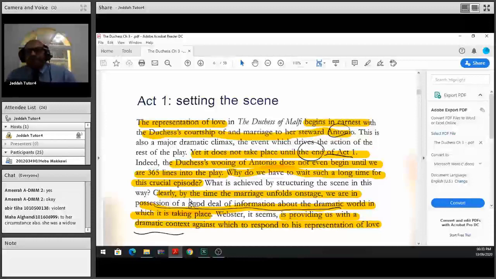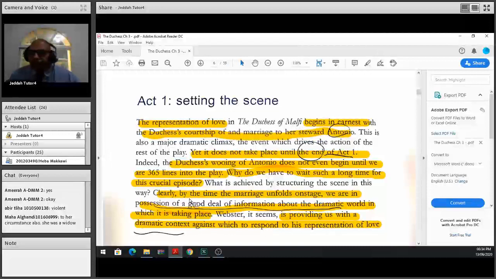Remember, you shouldn't lose sight of the fact that we're talking about love and marriage. So you need to ask yourself, when is the talk about marriage and love going to take place? Is it going to be in the first lines or what? To perhaps our surprise, we're going to find that the talk about love and marriage, the encounters of lovers, is going to happen much later and towards the end of Act One. We have the Duchess of Malfi wooing and courting her lover Antonio towards the end of Act One, starting with perhaps line 360, which is way late.